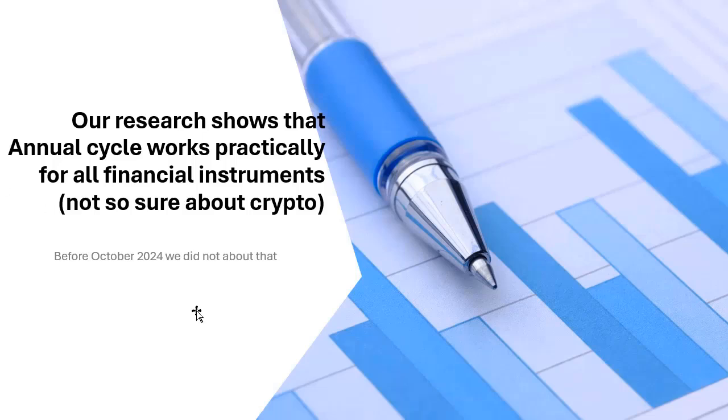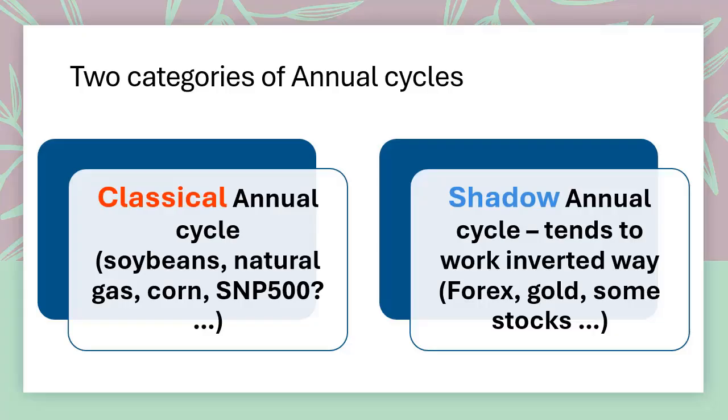This is actually our latest research. In October 2024, we found this fact, and why it happens. You see, it was found that annual cycles can be divided into two categories. The first category is the classical annual cycle, the cycle that works in the standard way.